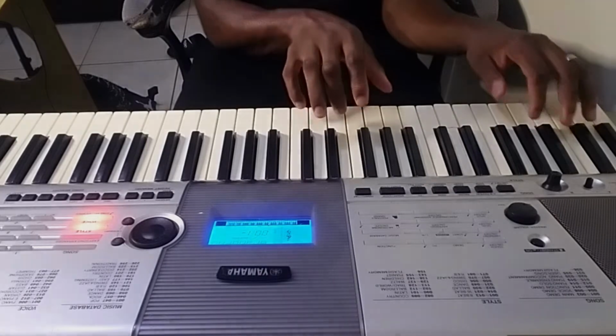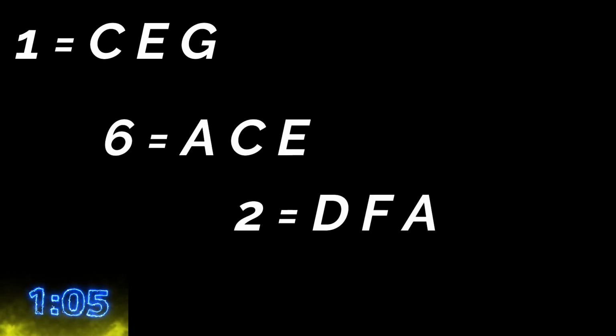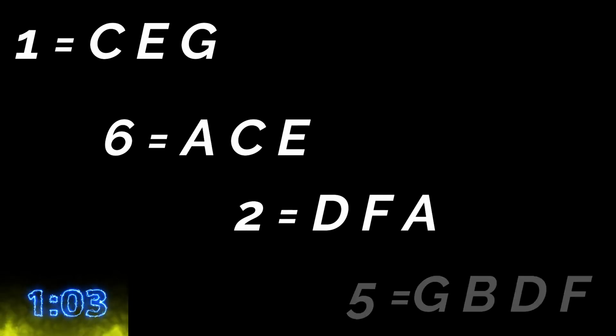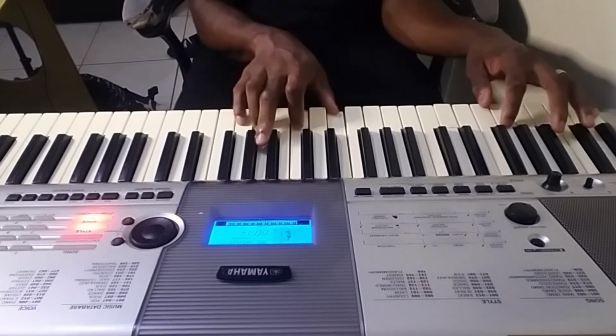Okay. Let's consider a progression of 1, 6, 2, and 5 in the key of C major. So the 1 is C, E, G, the 6 is A, C, E, the 2 is D, F, A, and the 5, G, B, D, and F. Let's take a listen to this progression.